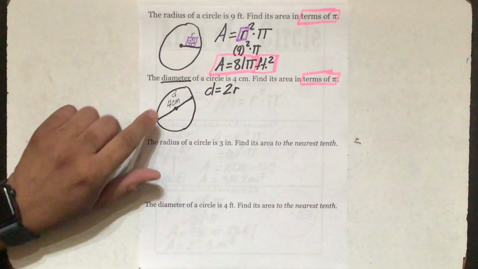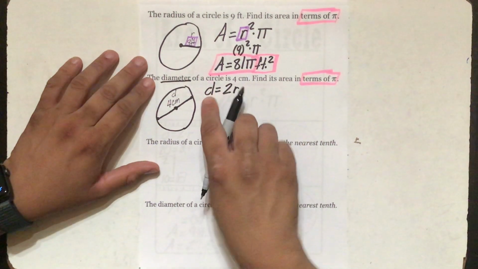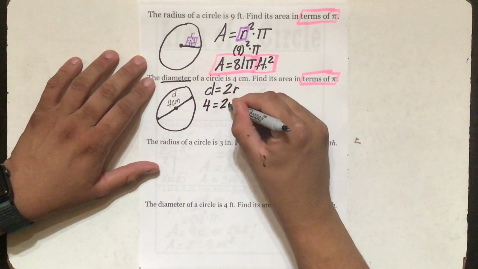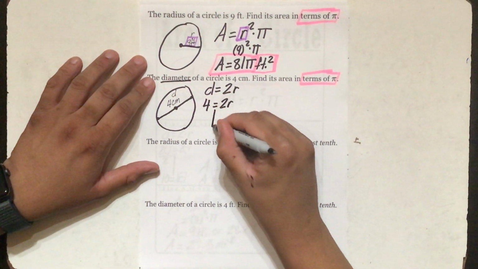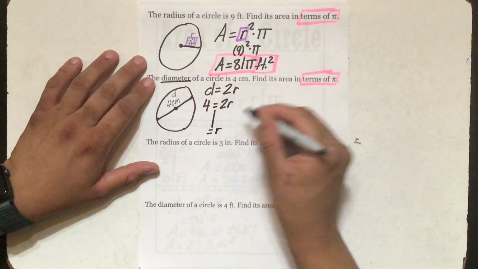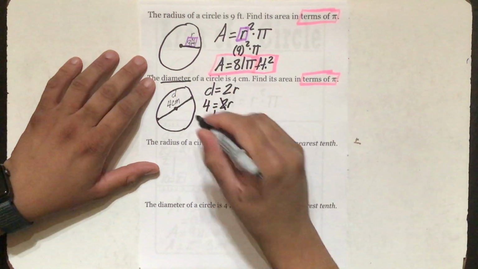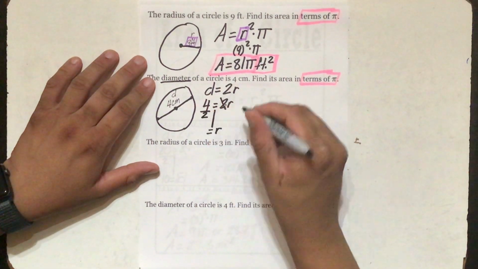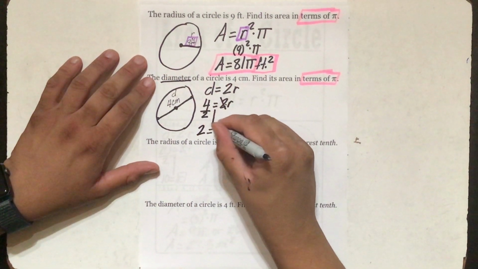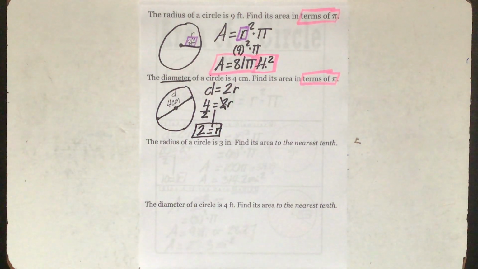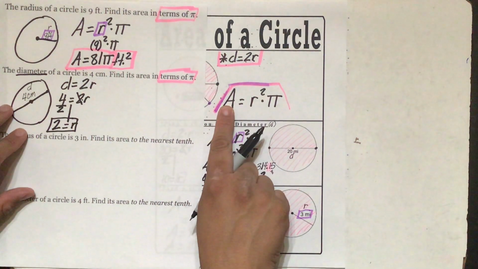So I simply plug in D where? Right here. 4 is equal to 2R. Well, my goal here is to get R by itself. So 2 times R, the opposite of multiplying is dividing. 4 divided by 2 is 2. So 2 is equal to R. R equals 2, right? So we have R now. Perfect. R is what we need to find our area.